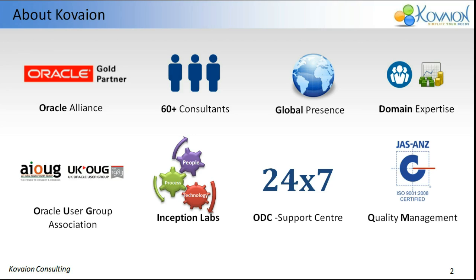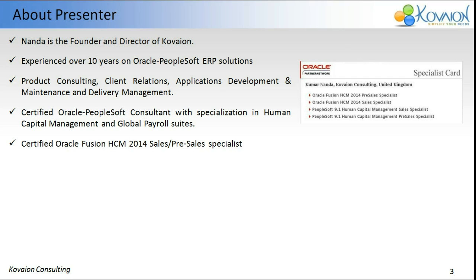We are Covion, we are Oracle Gold partners. We have a global presence, offices in UK, US, and in India. We are around 60 odd people primarily focused on Oracle and PeopleSoft, but recently we moved on to Fusion as well, Fusion trainings, and we ourselves are using Taleo for our internal purpose. And we are UK Oracle user group members as well as group members in All India Oracle user group as well. And myself, I'm founder and director of Covion Consulting.